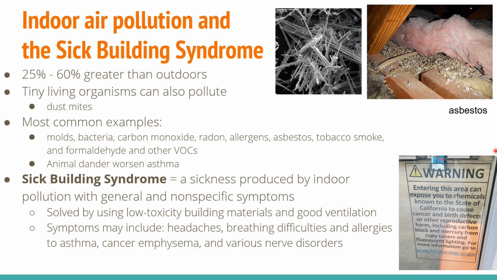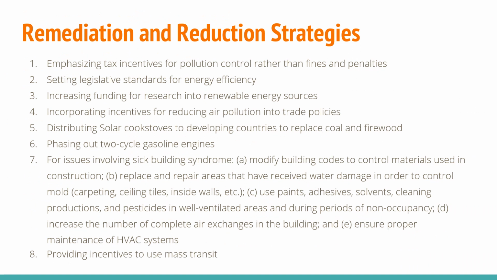and various nerve disorders. If you take a look at the picture on the right here, it says, warning, entering this area can expose you to chemicals known to the state of California to cause cancer and birth defects or other reproductive harm, including carbon black and mercury from copy toners and fluorescent lighting. If you work in an office building, you have copy toner, or even at your house, if you have copy toner, right? Breathing in those particles is a form of indoor air pollution. And the fluorescent lighting has mercury in it. And so that is why it is an indoor air pollutant.